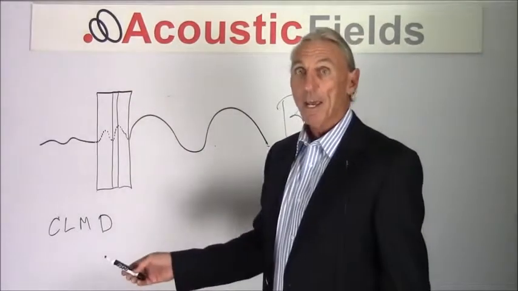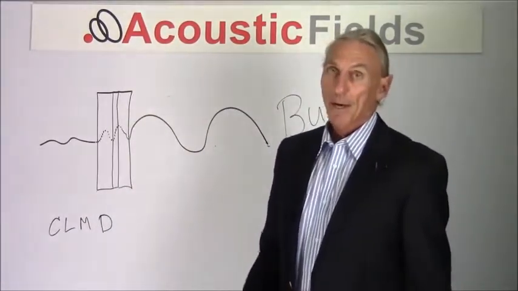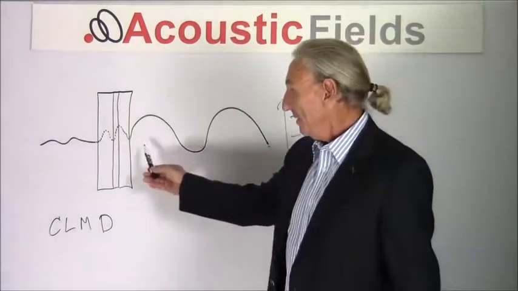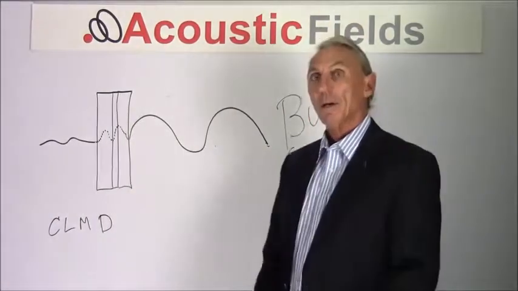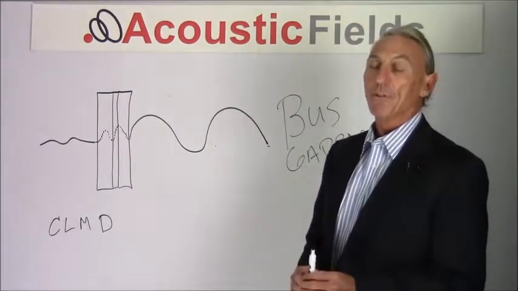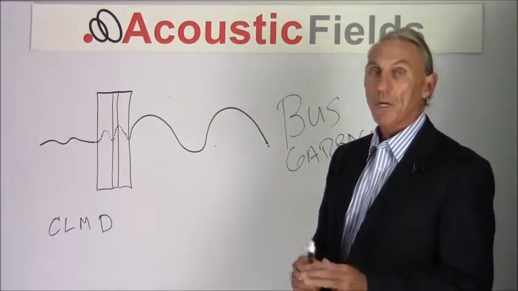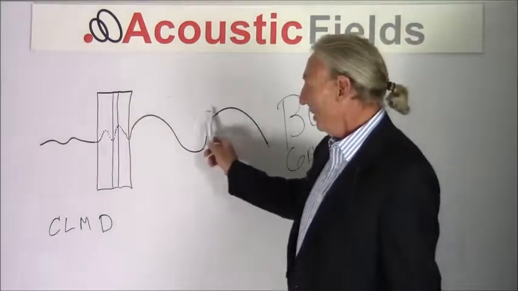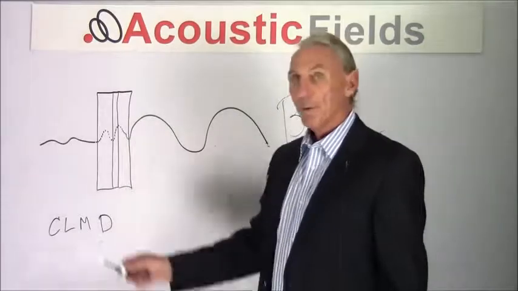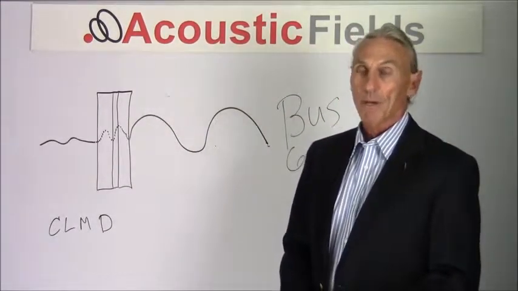There's actually a name for that process. It's called constrained layer mass damping. I know that's a mouthful, but basically it's the arrangement of materials. It's the choosing of densities. It's the arrangement of those materials with those densities that causes this huge wave to be reduced into something that's not so bothersome or troublesome.